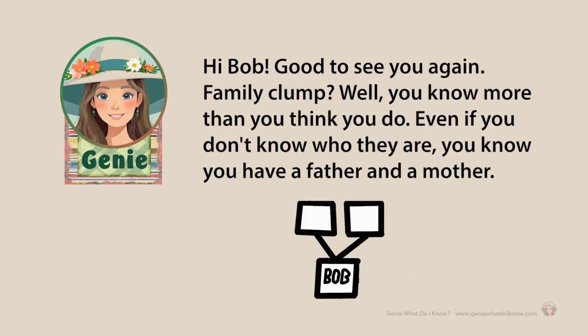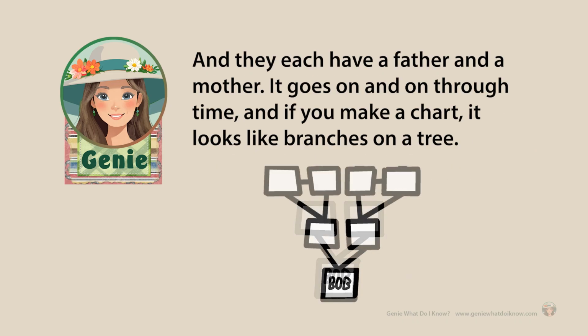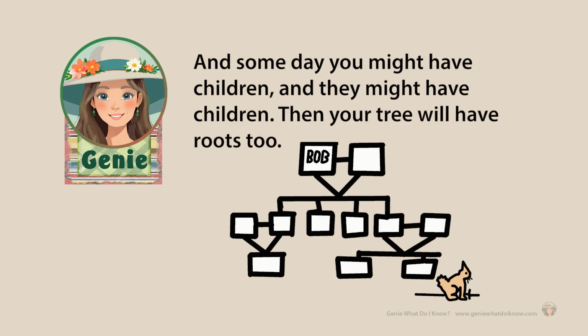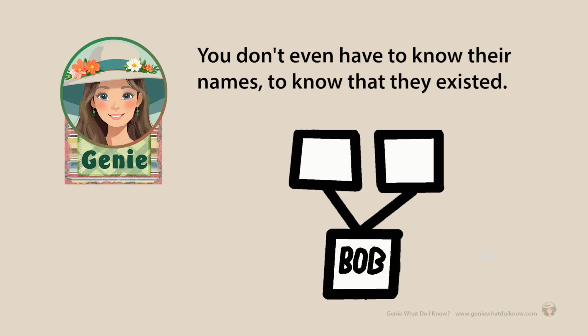Family clump? Well, you know more than you think you do. Even if you don't know who they are, you know you have a father and a mother, and they each have a father and a mother. It goes on and on through time, and if you make a chart, it looks like branches on a tree, and someday you might have children, and they might have children. Then your tree will have roots too. You don't even have to know their names to know that they existed.